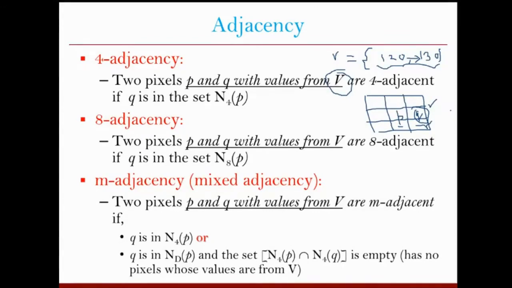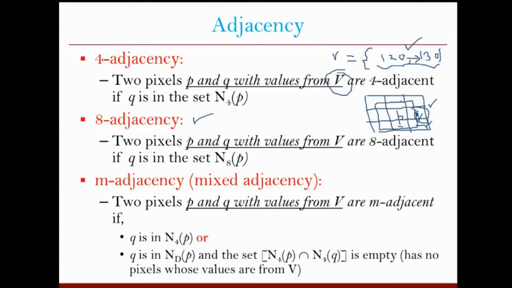Okay, so if you have understood 4 adjacency, then I think it is simple to extend it for the 8 adjacency. It is simple. Instead of saying N4 neighbors, now we are talking about N8 neighbors. Okay, so any pixel can be 8 adjacent if it is lying in any of the positions here all around P, and its intensity is coming from set V. And obviously P is also coming from V.